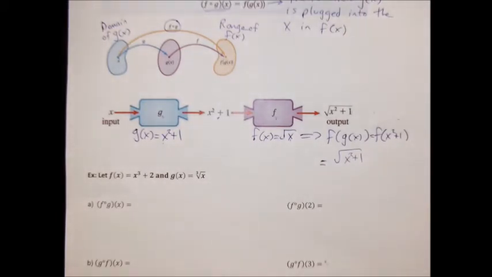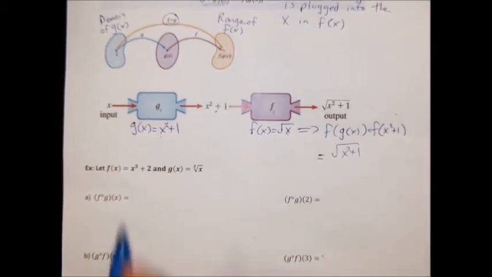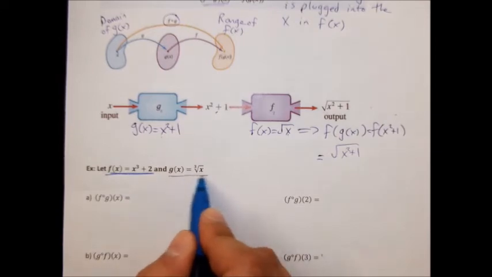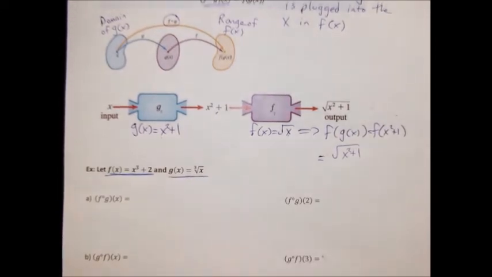So let's look at these problems down here. We're going to have two functions. Okay, we've got a function f. I wrote it right here. It's x cubed plus 2. And we've got my function g, which is the cube root of x.